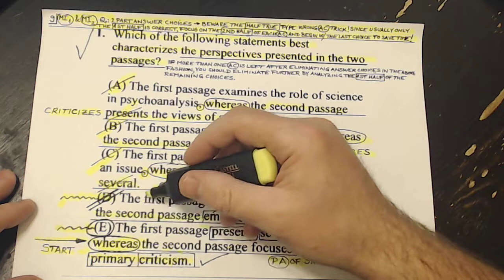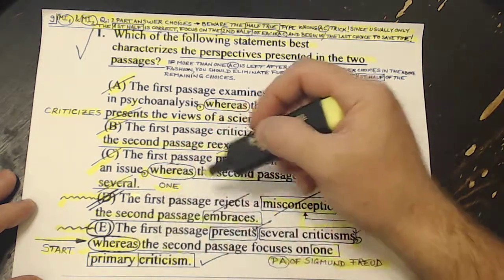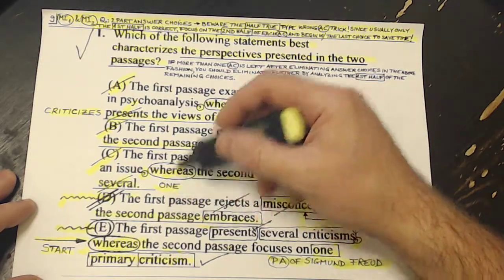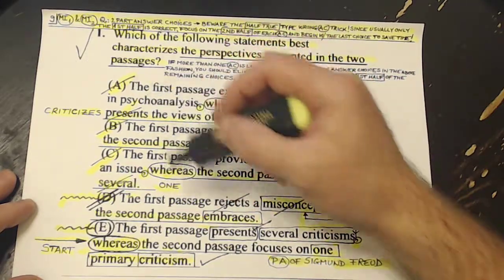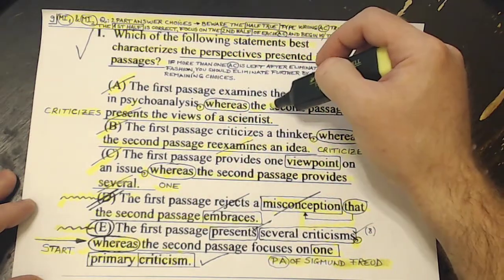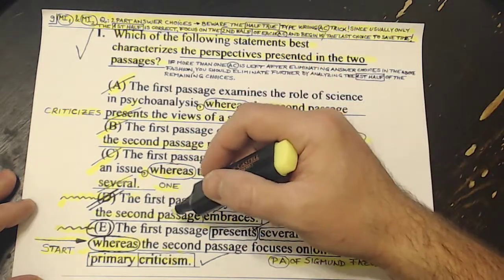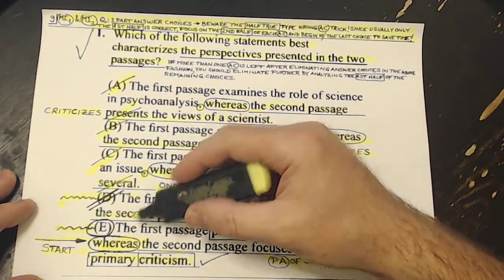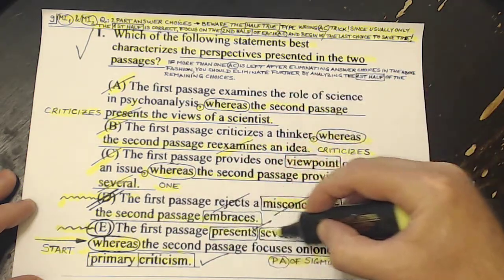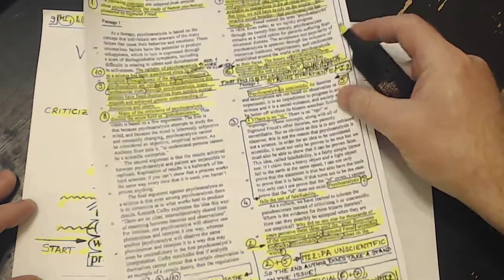And now that I have two maybes, I look at the first half to distinguish between those two. And now I save time because I don't need to look at the first half of those other choices. I could have looked at them if I wouldn't be able to eliminate them based on the second half only, okay? So let's look at the first part, choice E. The first passage presents several criticisms. Well, is that true? Maybe I can look back if I don't remember.